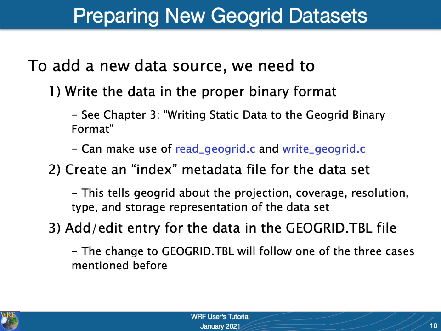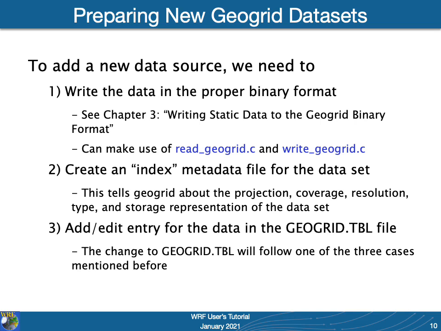In Chapter 3 of the ARW User's Guide, there's a section entitled Writing Static Data to the GeoGrid Binary Format, and that provides more details on this file format. We'll also cover the file format in the next few slides. If you'd like to see some example C code for reading and writing this binary format, you can look inside the WPS source code, and find a file called read.geogrid.c and write.geogrid.c.